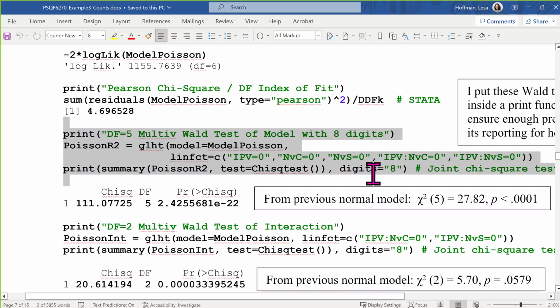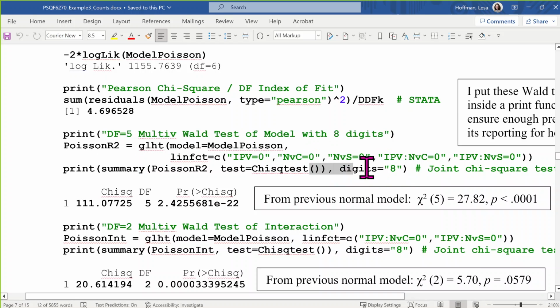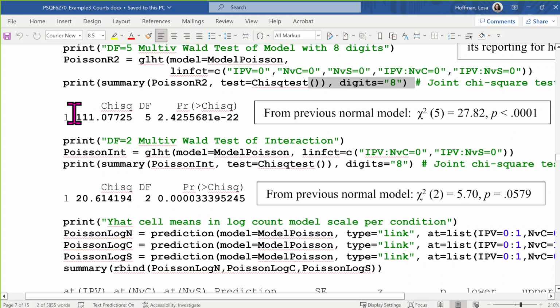GLHT Wald tests, just for completeness: for whatever reason it wasn't giving me enough digits, and so I put the results of this inside a print function and added the option digits equals 8 to get enough significant digits to be able to, for example, serve for homework. But otherwise the results are the same. The chi-square test statistics are much bigger than they were relative to the normal model. So the results look rosier than before, but they're not necessarily trustable yet.